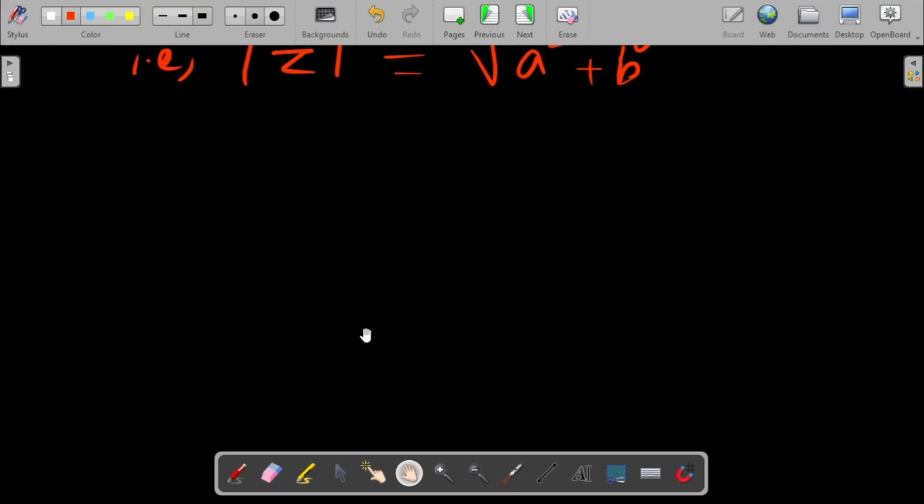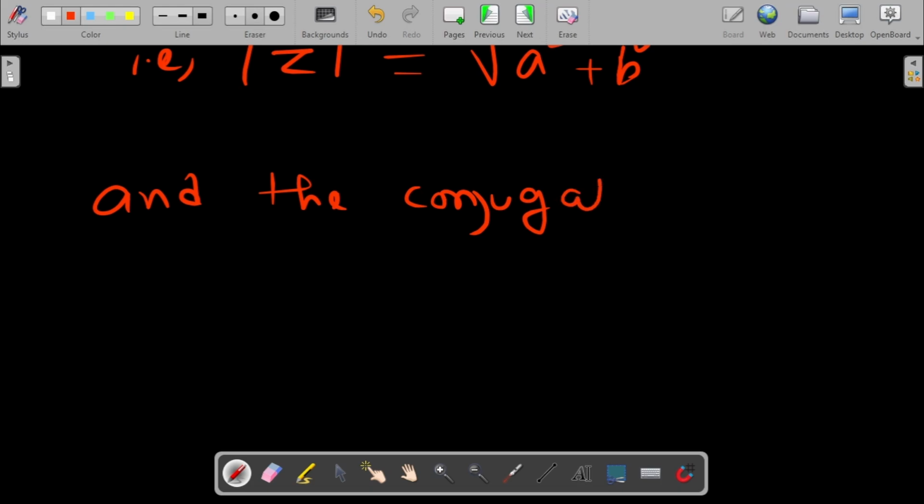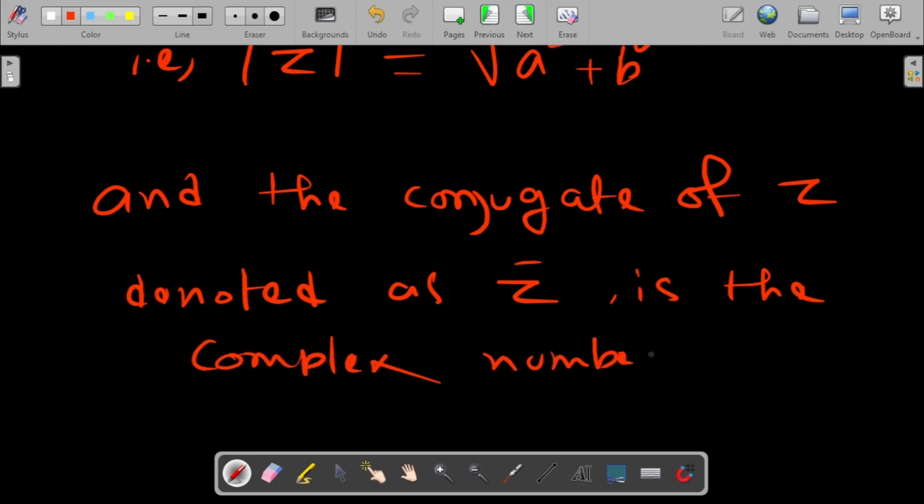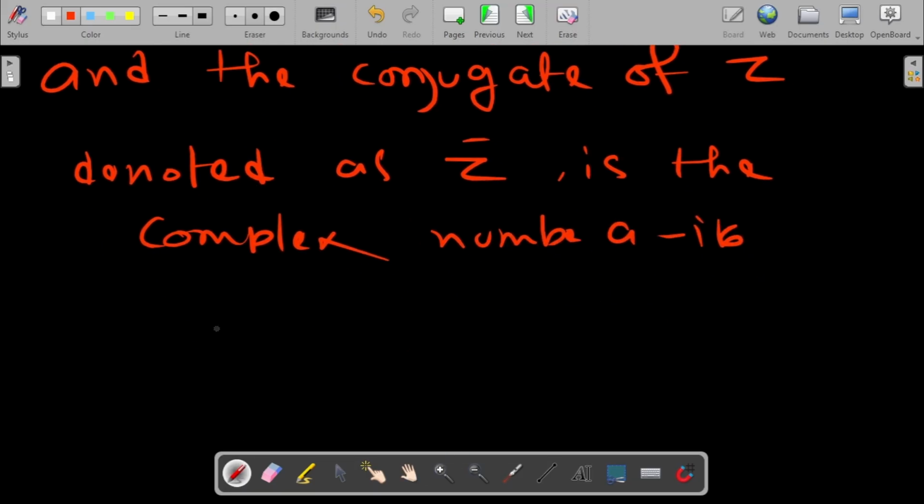Okay. Next is conjugate. The conjugate of z, denoted as z bar, is the complex number a minus ib. So z bar is a minus ib. Only we replace i with minus i.